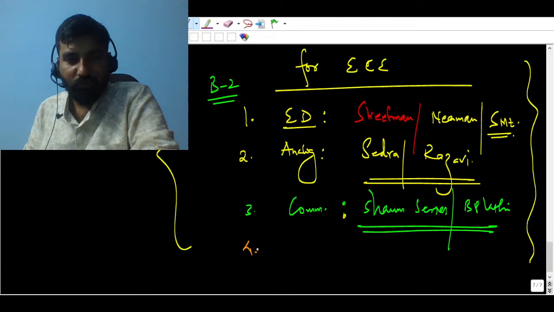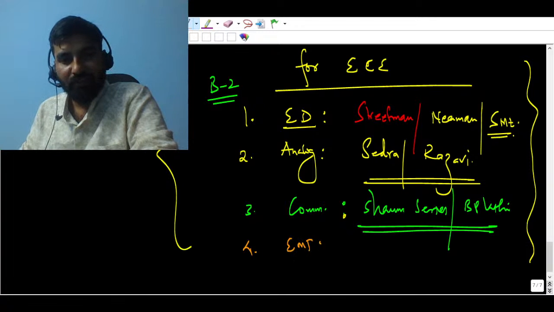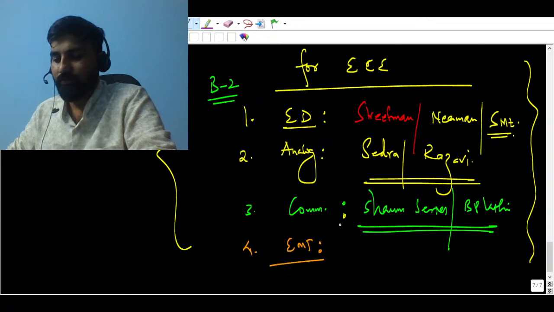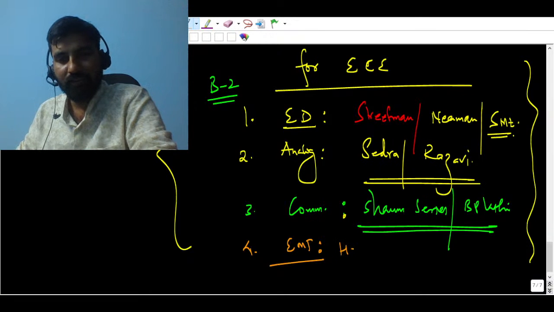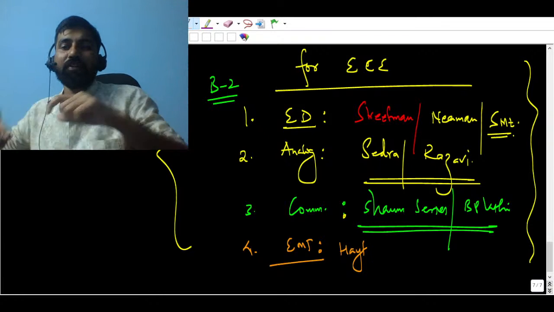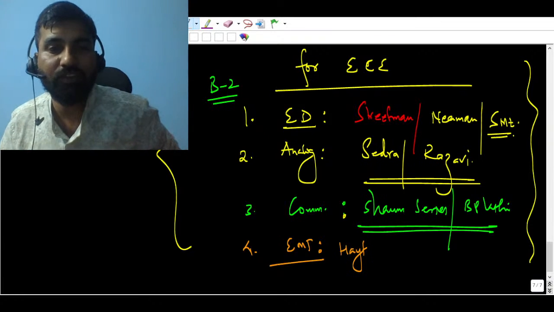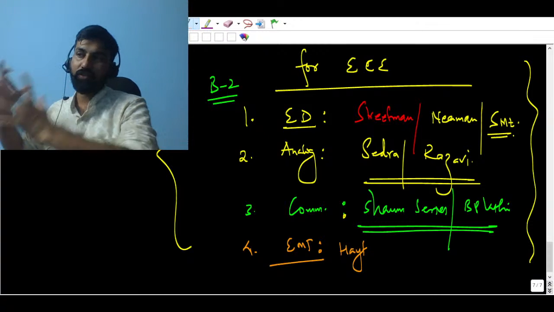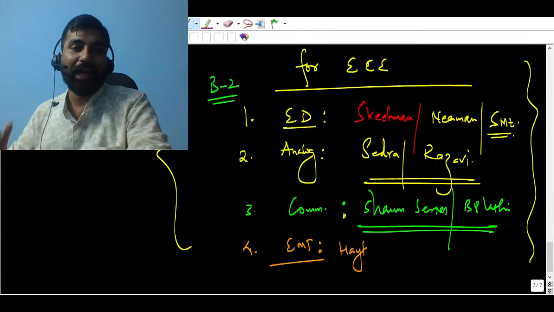And the fourth one is EMFT, electromagnetics. The book I'm going to take up is Hayt. From here I will be taking a few questions. In fact, I will frame questions according to the GATE pattern, and then I will discuss.